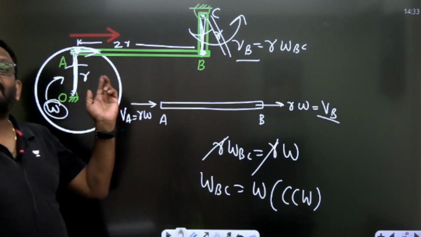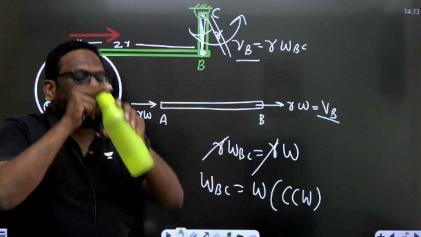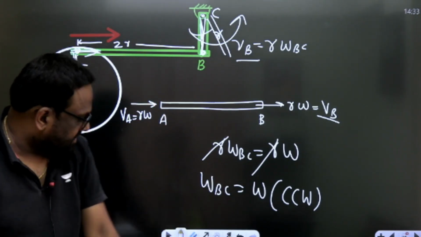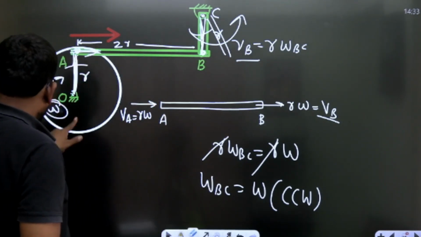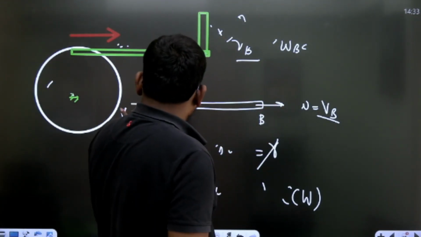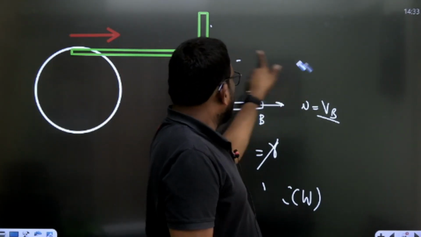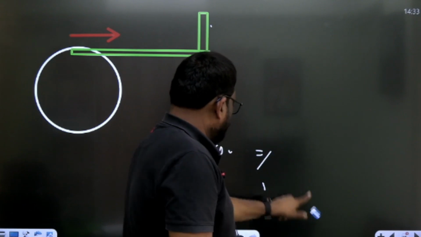Now he is asking the second case. Good, sir, the second case. What is the second case? The second case is this. One second, let me do the second case. So in the first case, the answer is omega clockwise. The answer is omega clockwise. Okay, let's go to the second case.